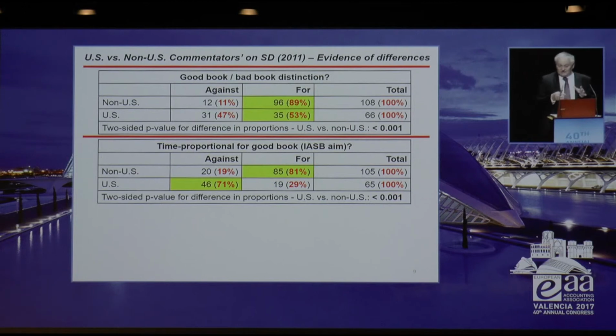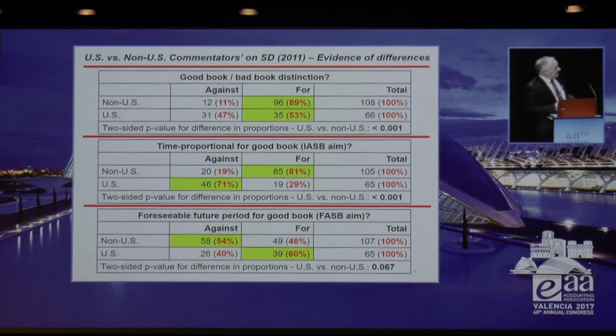The idea of using time proportionate approaches to recognising initially expected credit losses was much more attractive to non-US than to US. US didn't like it, non-US did. And the foreseeable future period approach, again, quite a lot of difference here between what the US preferred. The US were happy about this, but the non-US commentators weren't. One of the things that this raises in our mind is the possibility that in trying to move away from the incurred loss approach to a more complicated, perhaps expected loss approach, the standard setters were opening up issues that eventually made it difficult for them to converge.